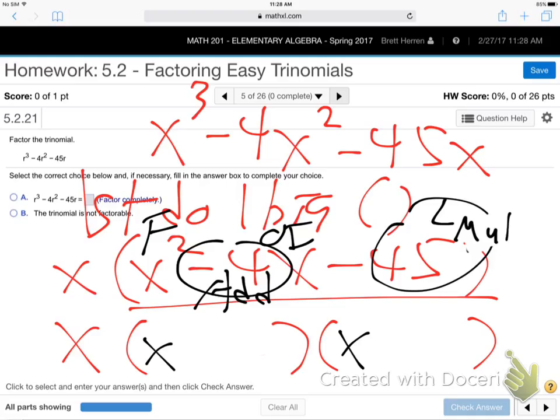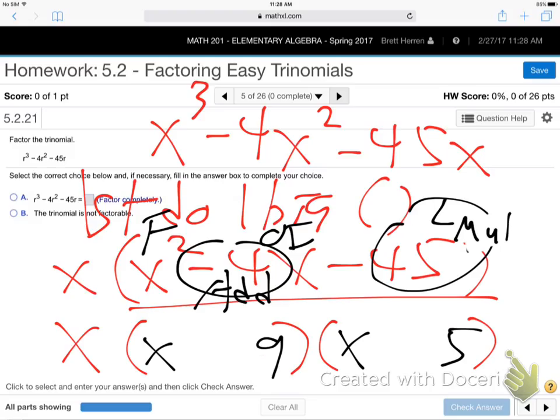So what times what is 45? Take out your calculator. If you're rusty, take 45 and just try dividing by things. 9 and 5. Yeah, you get 9 and 5. 9 times 5, either order. Remember that the order doesn't matter, but the signs do. So you can go 9, 5, or 5, 9, whatever. Now how do we do the signs?